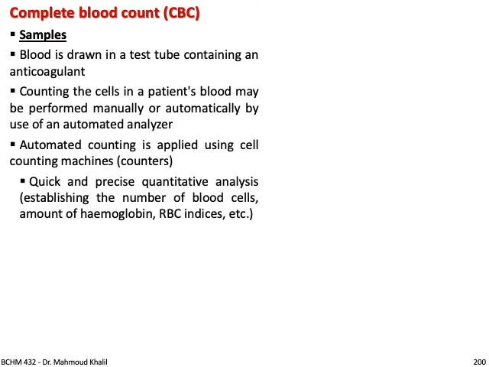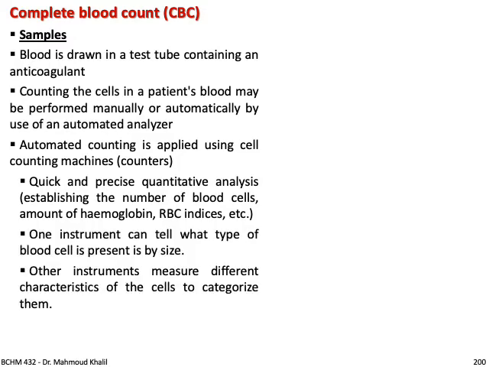Automated counting is applied using cell counting machines. These are quick, precise, quantitative analyses and give you the number of everything, including the blood cells, RBCs, indices, amount of hemoglobin, etc. One instrument can tell what type of blood cell is present by size. Another instrument can measure the different characteristics of the cell to categorize them.